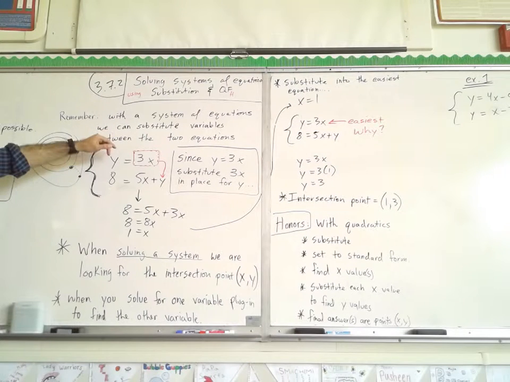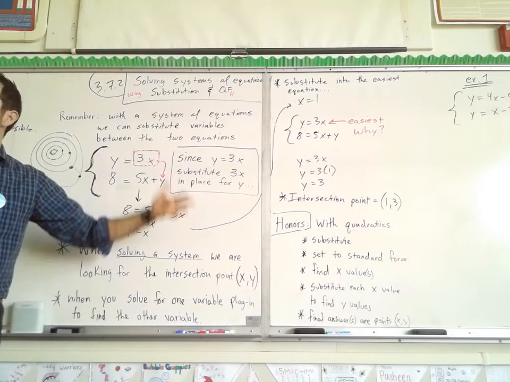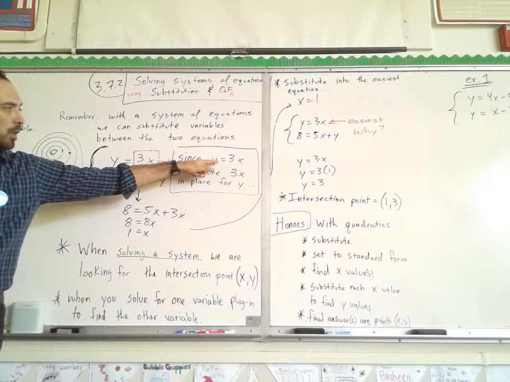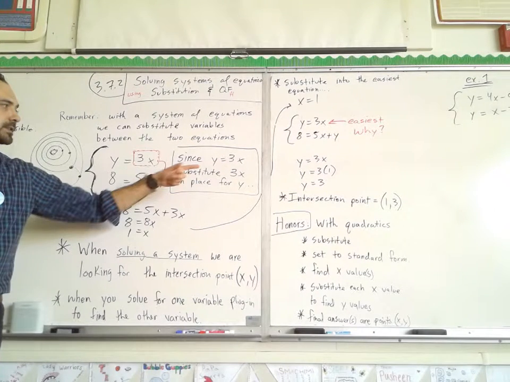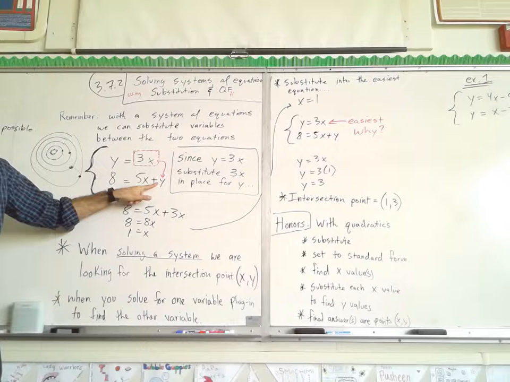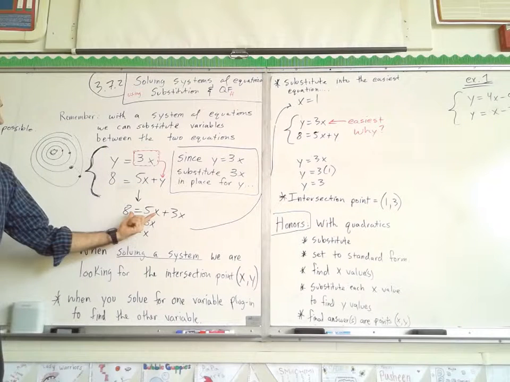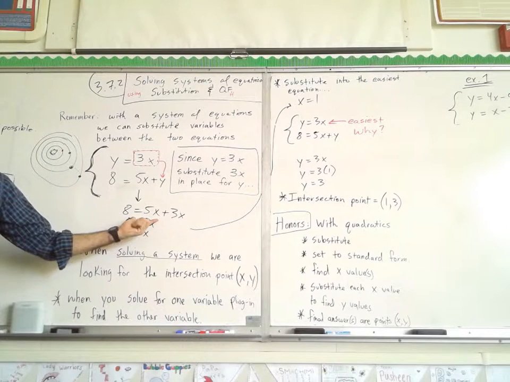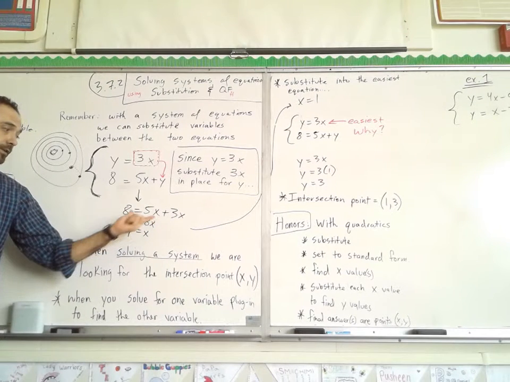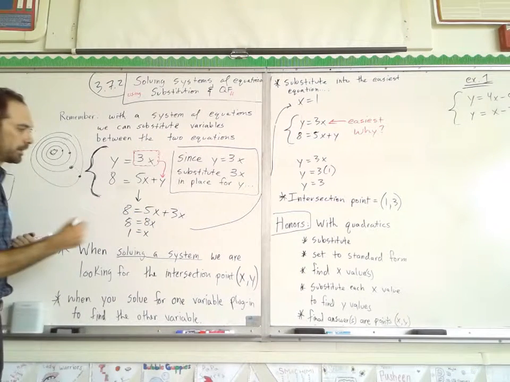All right. So here's the thing. Since y is equal to 3x, we're going to substitute 3x in place for y. So what we're going to do is take this 3x, plug it in for y. And now we have an equation that has one variable. We substitute to get rid of the variable. We remain with one, and then we can solve it out pretty quick. So 5x and 3x, 8x. Divide 8 on both sides, x is equal to 1.